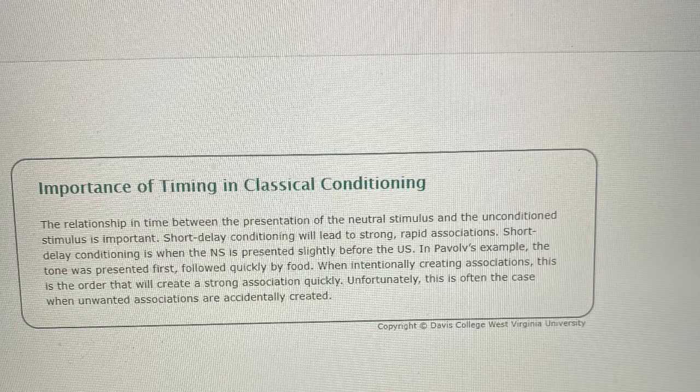Importance of timing in classical conditioning. The relationship in time between the presentation of the neutral stimulus and the unconditioned stimulus is important. Short delay conditioning will lead to strong, rapid associations. Short delay conditioning is when the NS is presented slightly before the US. In Pavlov's example, the tone was presented first, followed quickly by food. When intentionally creating associations, this is the order that will create a strong association quickly. Unfortunately, this is often the case when unwanted associations are accidentally created.